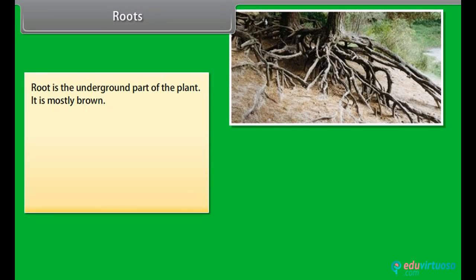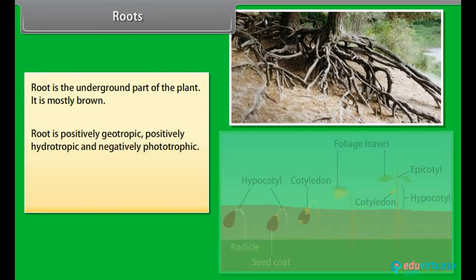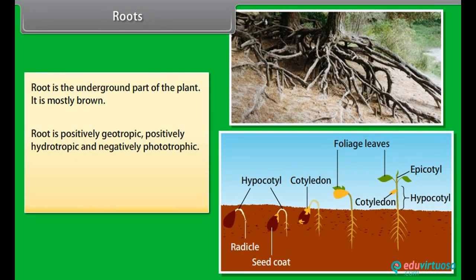Roots. Root is the underground part of the plant. It is mostly brown. Root is positively geotropic, positively hydrotropic, and negatively phototropic. The branches of root arise from the inner region, so it is endogenous.